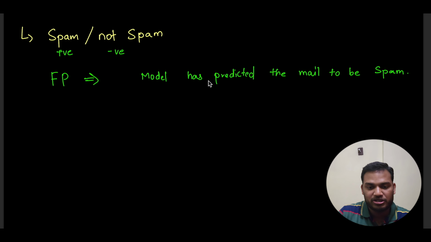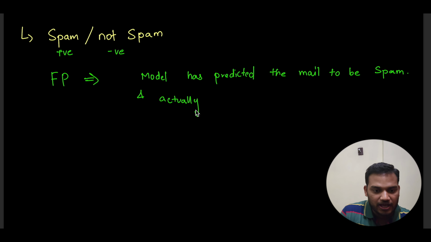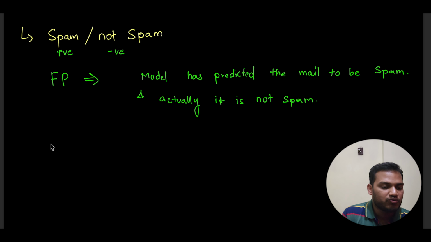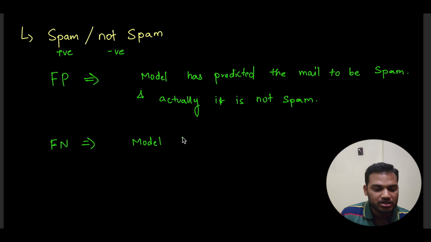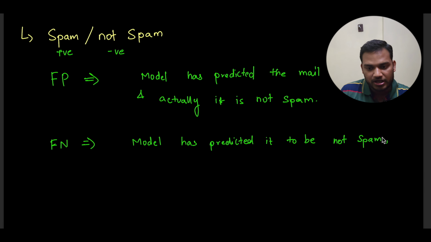So the model has predicted the mail to be spam. That means that the model has predicted it as positive. And actually, is it positive? No, right? As it is false positive, that means that actually it is not spam. And similarly, what is false negative? False negative means that the model has predicted it to be not spam, but actually it's spam.